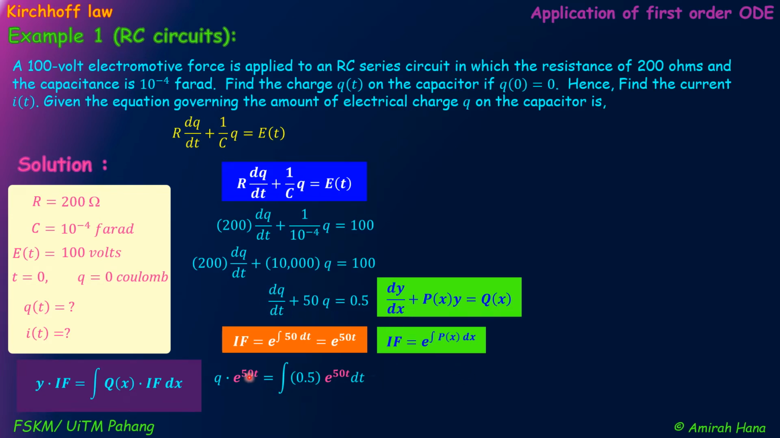Then on the right hand side, we have the integration sign, so we need to integrate. On the left hand side, we still have q times e to the power of 50t, equals the constant 0.5 in front here, and after we integrate e to the power of 50t dt, we get e to the power of 50t over 50. Since this is an indefinite integral, we must put plus c at the back.